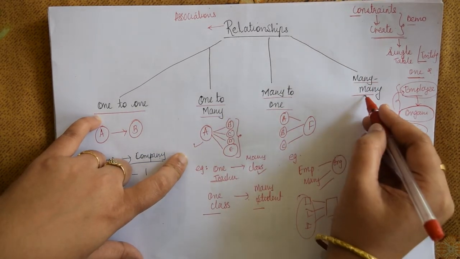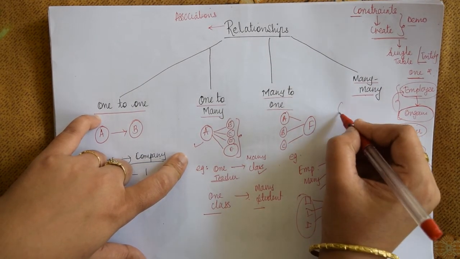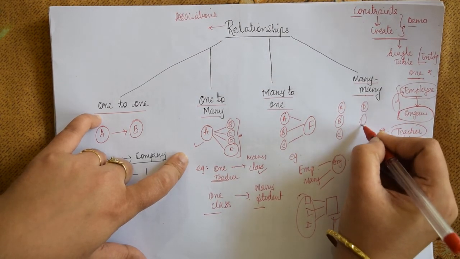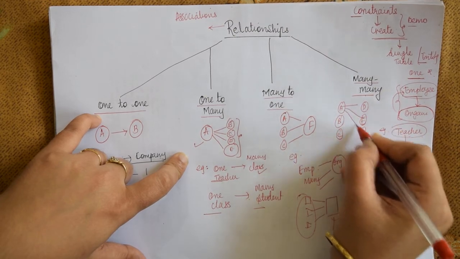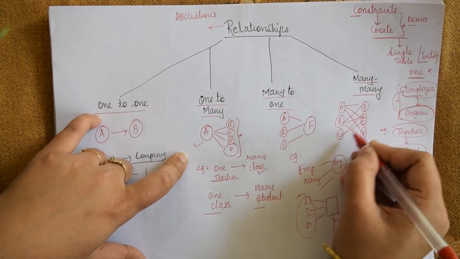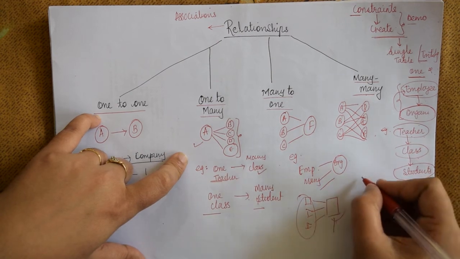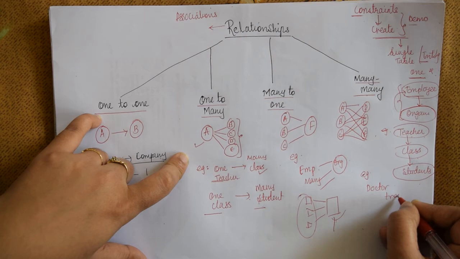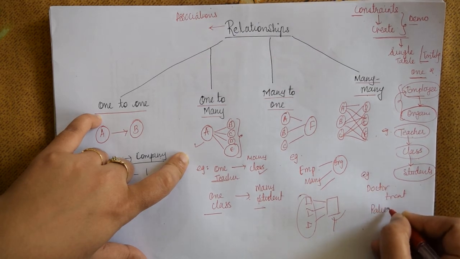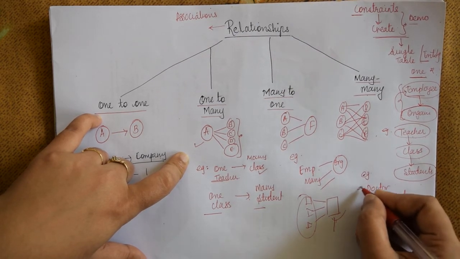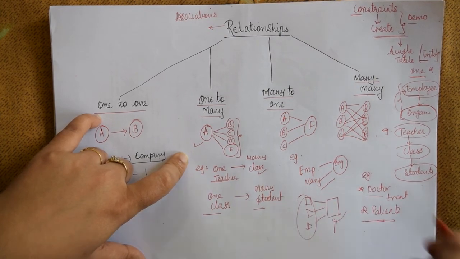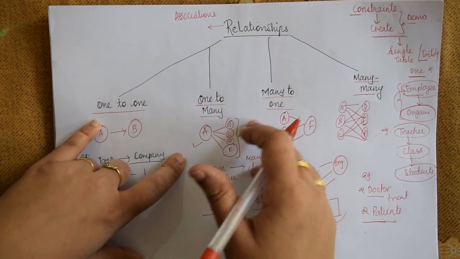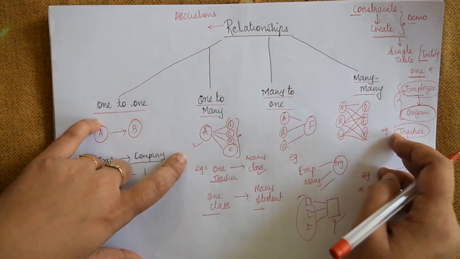Next is the many to many relation. Many entities belong to many other entities. For example, many doctors can treat many patients. Many doctors can treat many patients. Understood? So these are the different relations: one to one, one to many, many to one, and many to many.